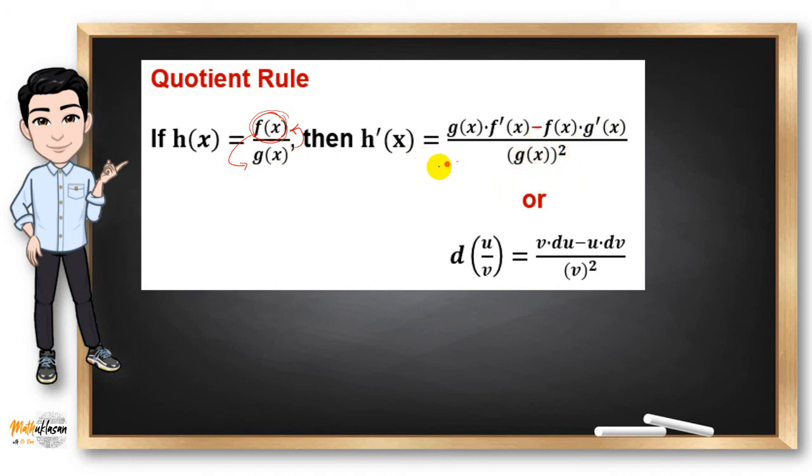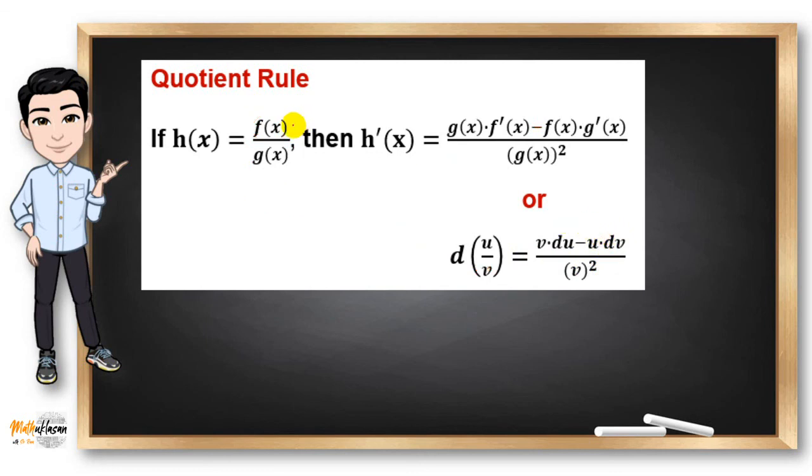Mas maikling version nito na laging ginagamit ay yung derivative of u over v, wherein we let f of x to be equal to u and g of x be equal to v. Now, the formula is v du, meaning, copy mo yung v, which is the lower, times the derivative of u minus u, derivative of v, all over v squared.